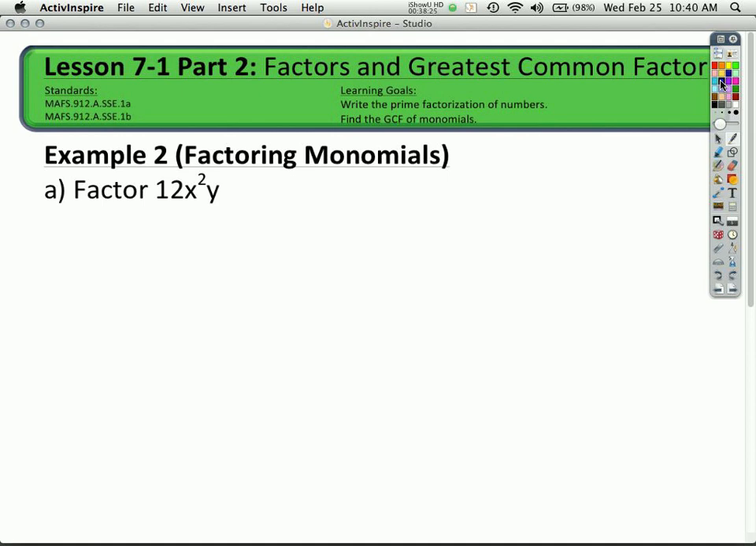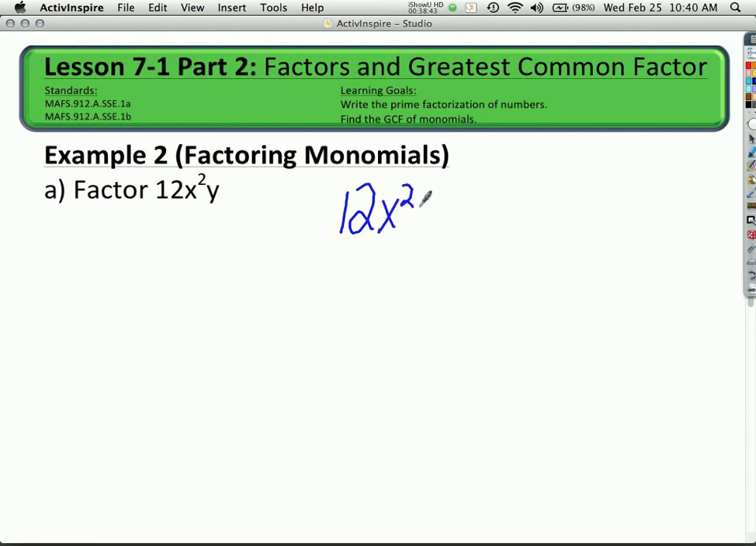So the first time we're going to do this the long way, and then from there, hopefully you will have observed and kind of started seeing things a little bit differently. And from there, we'll hopefully be able to develop an even more effective way of doing this. So we start out with 12x squared y. And we would like the factorization of that. So what we're going to do is we're going to separate the coefficient from the variables, because this is a multiplication problem right there.